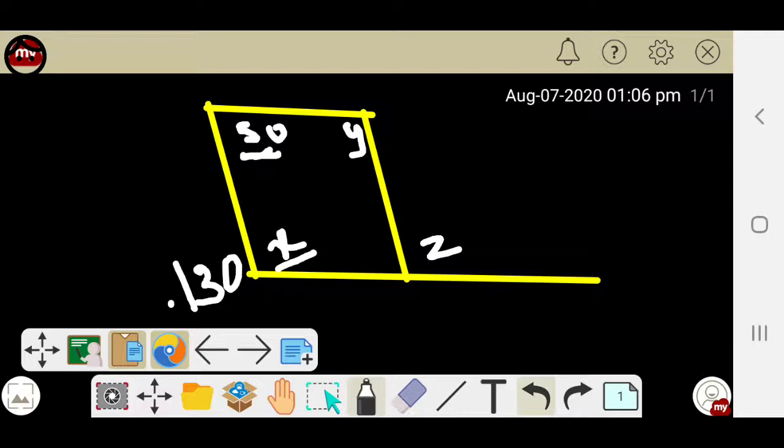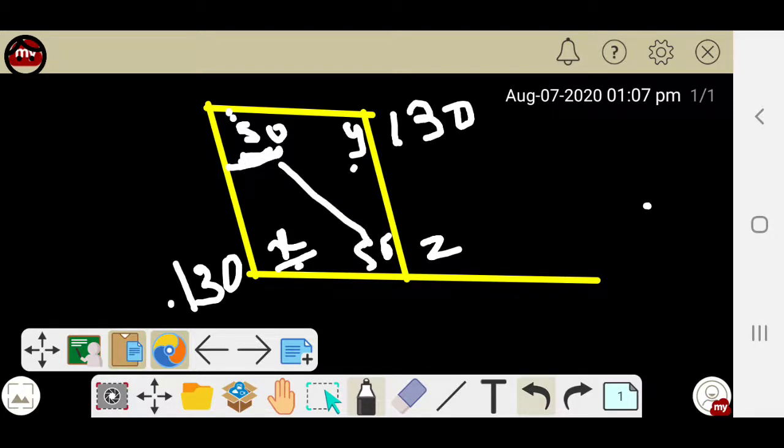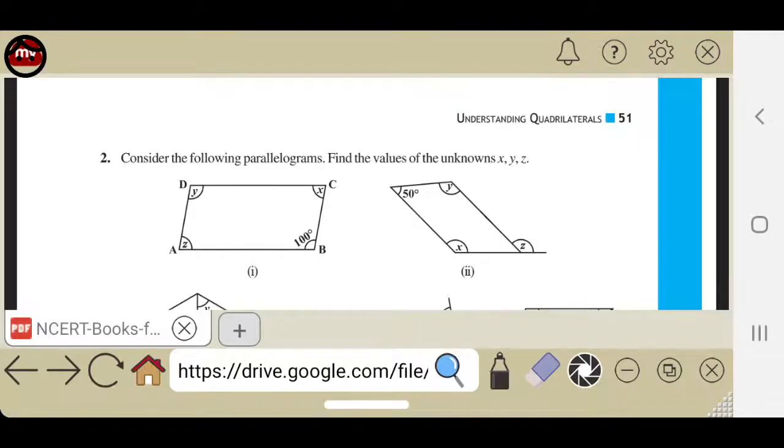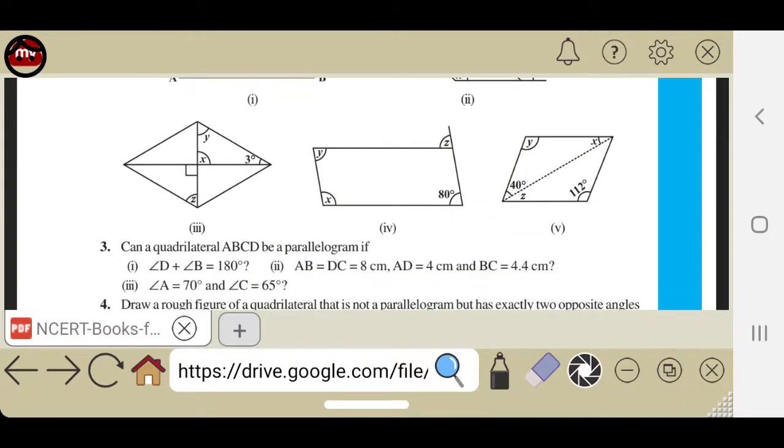And x and y are opposite angles. Opposite angles are equal. If x equal to 130 means y also 130. Okay. Then here, this angle 50 means its opposite angle, this also 50. 50 plus z equal to 180 because this is a straight angle. So 50 plus 130 is 180. So z also 130. Okay. The next figure.